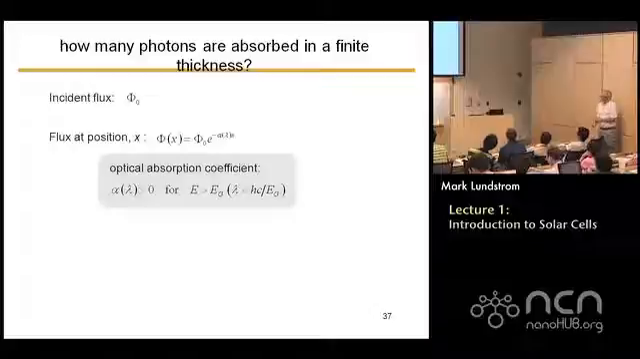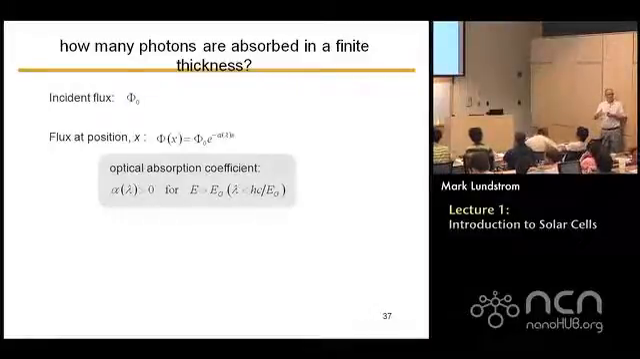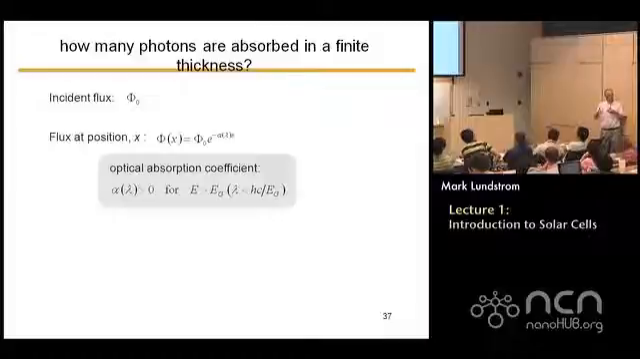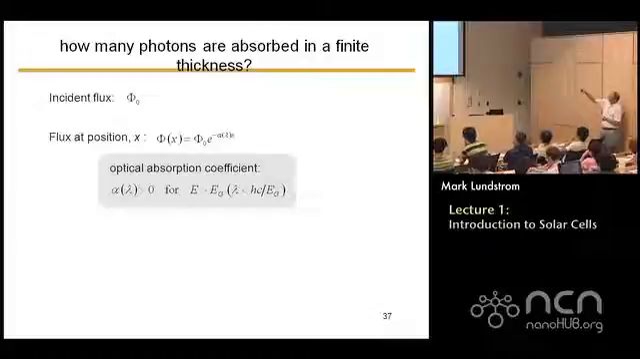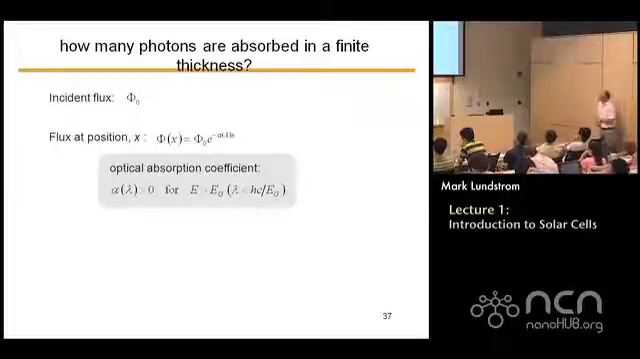Okay, now the question we have, potentially, every photon with an energy above the band gap could be absorbed. But if I have some finite thickness of solar cell, not every one will actually get absorbed. Some of them won't have a chance to. So here I'm just pointing out that the incident flux is going to decay as e to the minus alpha x. So it'll decay exponentially with position. And alpha is the optical absorption coefficient.